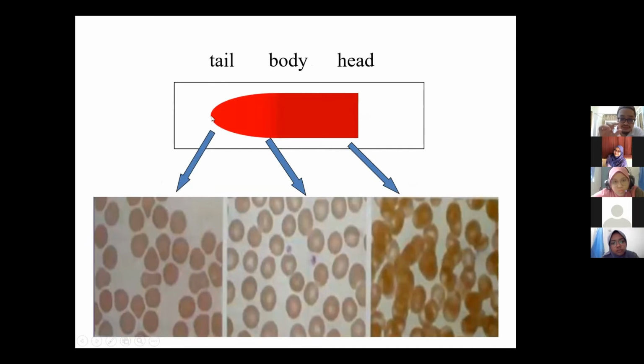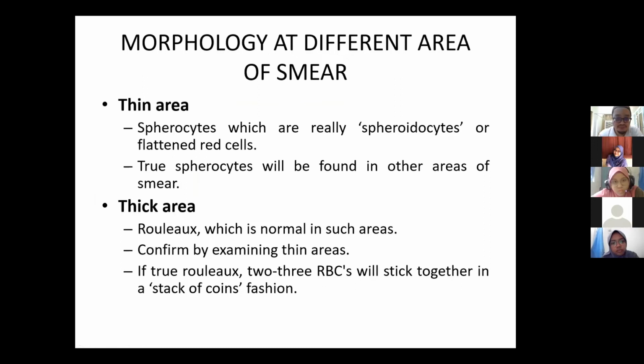If your spreader is dirty, you will see a lot of lines here. If the slide is dirty, there can also be bubbles or dots here, contaminated fibers and so on. We don't want all those things. So your slide must be clean. Your drop of blood must have no bubble from the beginning. So tail, body, and head. Those are the components. I think I have to stop there.